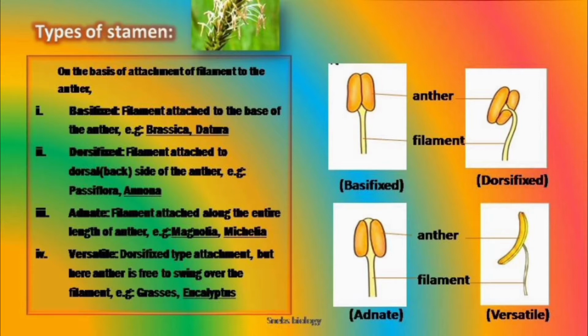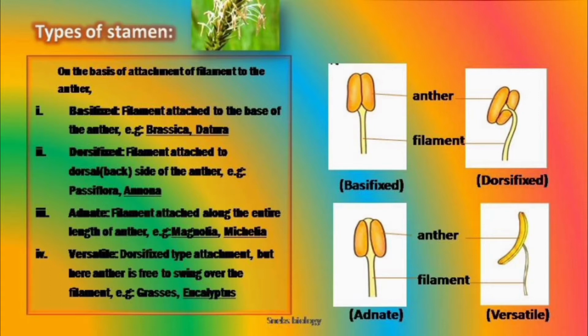Look at the diagram. In the first case, the filament is attached from the base of the anther. So, it will be called basifixed. That means the filament is attached to the base of the anther. In the second case, it is attached from the dorsal side of the anther. So, it is known as dorsifixed. In the third case, the filament runs all along the anther. That means it remains attached to the entire length of the anther. This arrangement is known as adnate.